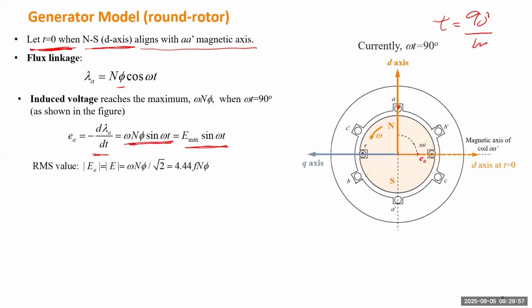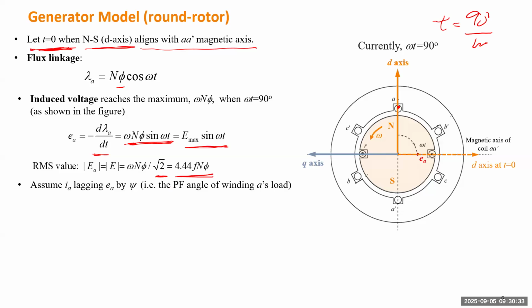The RMS value of the induced voltage will be just the peak value divided by root of 2, so it will be equal to this value. That is the induced voltage peak value. If you want the winding A to generate a certain RMS voltage, you can use this formula to determine how many turns N you need, and also the strength of the flux phi.